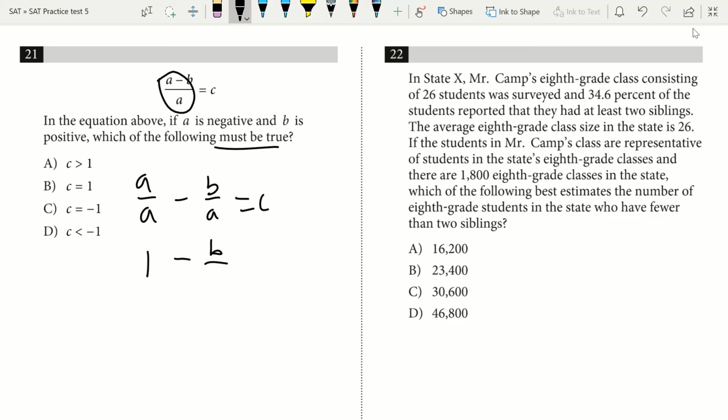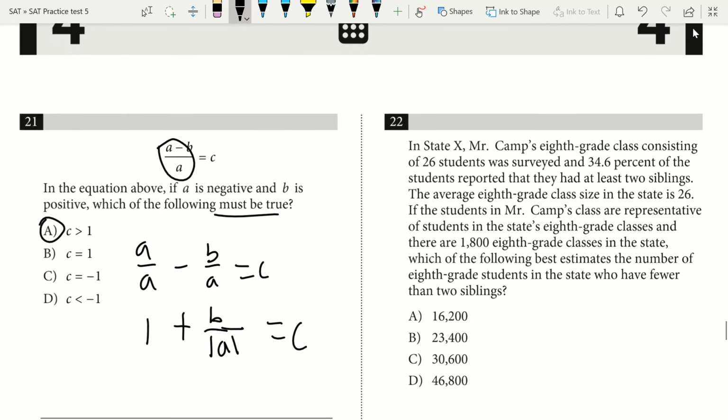Well, if a is negative, we have minus a negative number, right? Because a positive over a negative is going to be negative. That means we're going to add. So then we can say b over the absolute value of a, and we have that addition equals c. When we do that, we see that c will have to equal 1 plus a number, and it can't be 0 because a is negative and b is positive. They're not 0. So we're going to have 1 plus a number equals c. Therefore, c will have to be greater than 1. Our answer will be A.